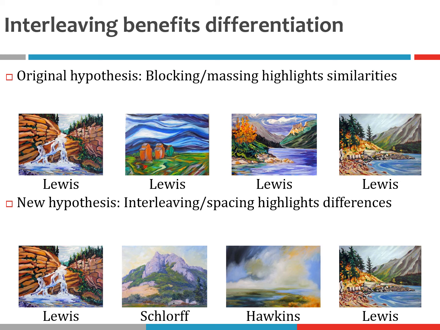When you interleave or space out the paintings, what happens is a natural comparison process where you might ask yourself, okay, Lewis used very broad brush strokes, whereas this Schlorff painting was much softer in appearance and maybe used thinner brush strokes and looked much more realistic than the Lewis painting. And the Hawkins lacked the same sort of shape or precision as either the Lewis or the Schlorff painting. So this might be something that participants naturally do as they're going through the task, looking for what separates or distinguishes a Lewis from a Hawkins, for example.